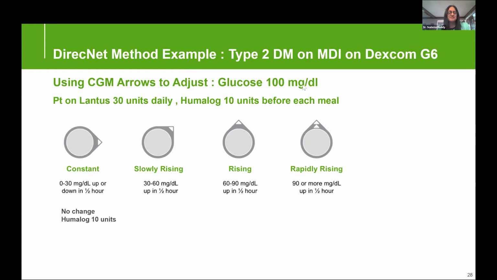Okay. And if it's rising, what would it be? Can you put that into the chat again? 12. All right, we are good. 12 units. And if it's rapidly rising, 12 units. Again, you just need to remember if it's going up, it's 20%.